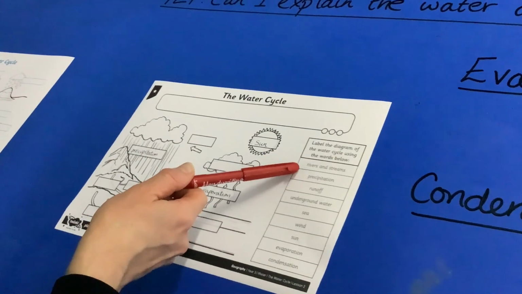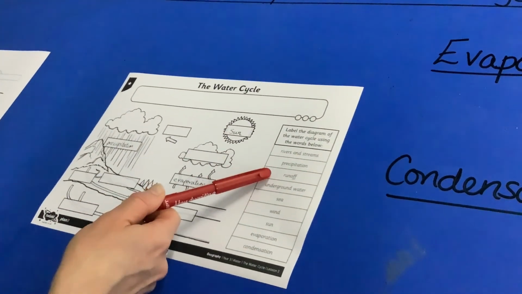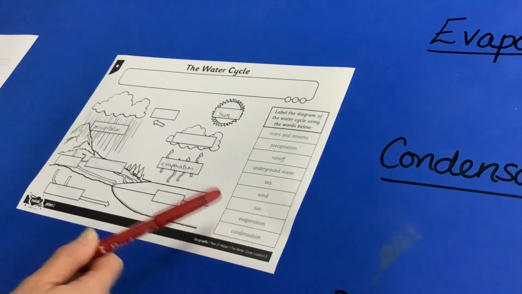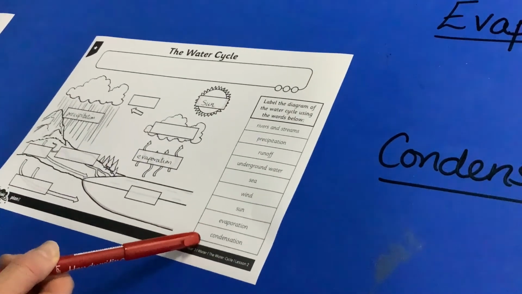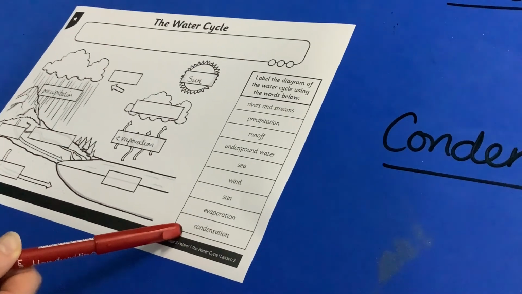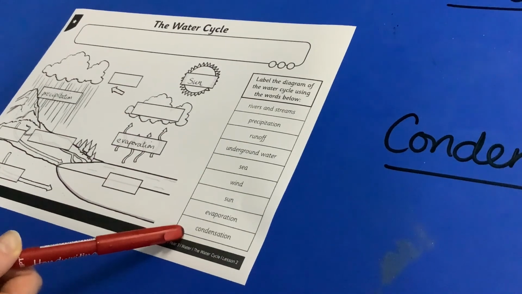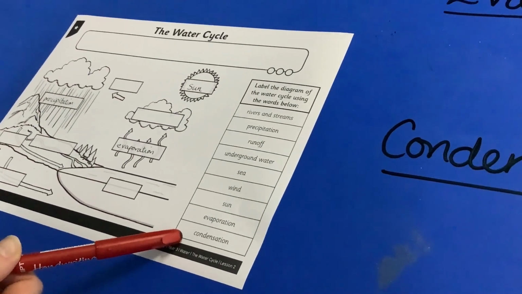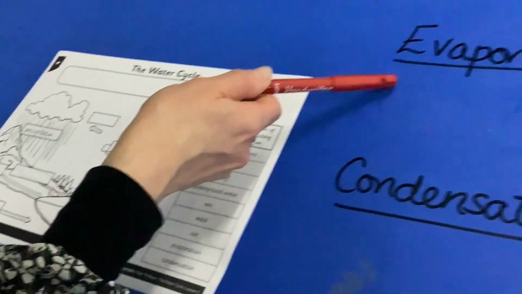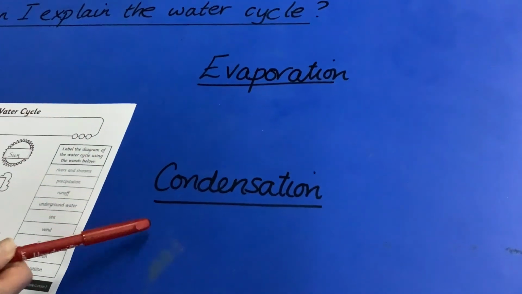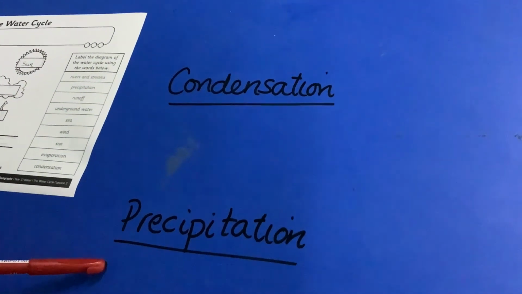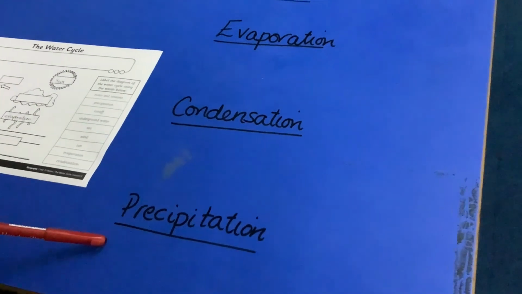See if you can label all the different parts. The different things I could label: rivers and streams, precipitation, runoff, underground water, the sea, wind, sun, evaporation, and of course condensation. So this is the opposite of evaporation, where actually the water is changing from a gas back into a liquid again. These are tricky processes. So as well as drawing a diagram, I would like you to try and explain to me what is evaporation, what is condensation, and what is precipitation. Watch the videos to help you. Good luck, Year 6.